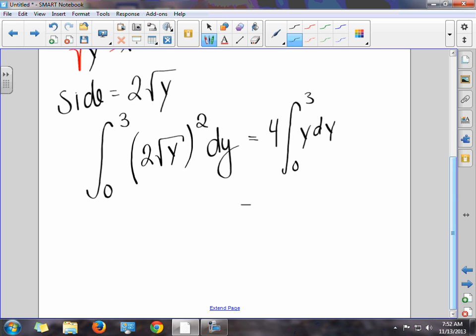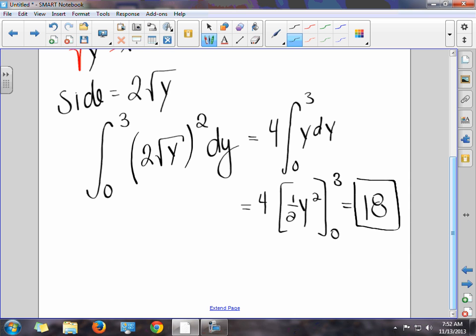So now let's find our antiderivative. It's just going to be 1/2 y squared from 0 to 3. So the area is just going to be 18, or the volume, I apologize, the volume. So it's not that difficult. You just have to find that function that models the piece of your figure that you need, and then integrate the formula for that figure within your bounds.